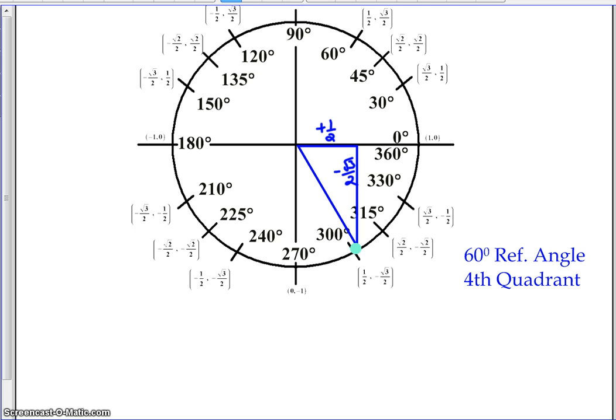So we're at that 60 degree reference angle in the fourth quadrant. Let's look at the 45 degree reference angle. We're at positive square root of 2 over 2 and then negative square root of 2 over 2. Let's look at what it looks like for the 30 degree. It's negative square root of 3 over 2 and positive, or excuse me, positive and negative. So this is our positive, this is our negative. All right.